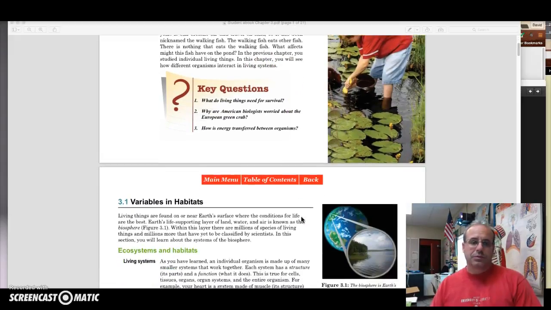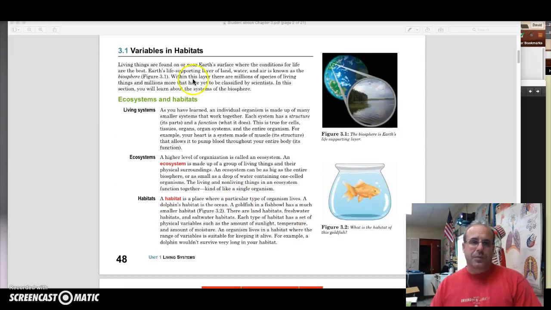Then you'll start on 48, and you'll notice that it's broken into big chunks, variables and habitats. Okay, we call that, I guess, your title. You have a key concept, ecosystems and habitats, and then it's broken into chunks, just like your notes. So your notes will have living systems as a main idea, and you'll read this part. And there's not a lot of extra information, so all of this stuff is very important. And then you'll look at your note packet, and you'll transfer what's important here into the notes.